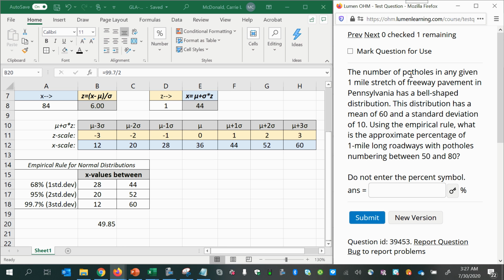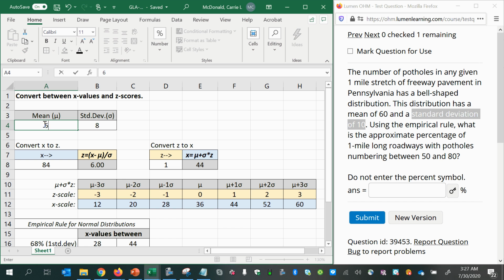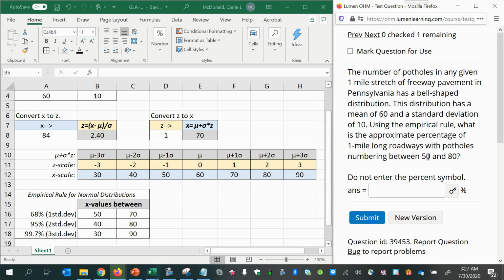All right, the number of potholes in any given 1 mile stretch of freeway pavement in Pennsylvania has a bell-shaped distribution. The distribution has a mean of 60 and a standard deviation of 10. Using the empirical rule, what is the approximate percentage of 1 mile long roadways with potholes numbering between 50 and 80? Right, so spot the mean, 60, and the standard deviation, 10. So between 50 and 80, that's right here, from 50, 1 standard deviation below the mean, to 80, which is 2 standard deviations above the mean.